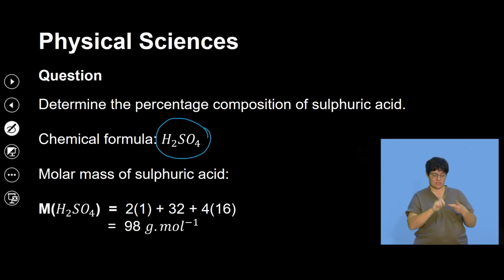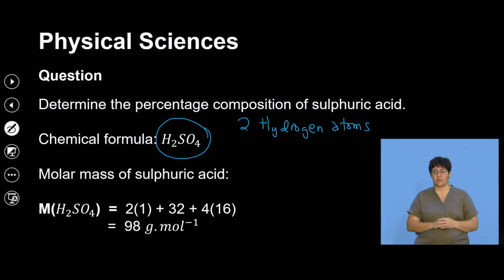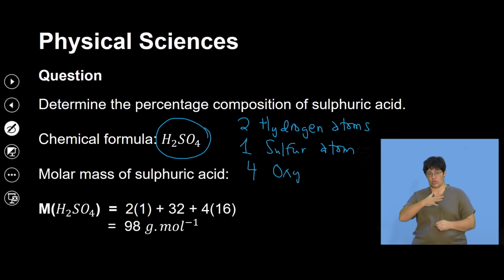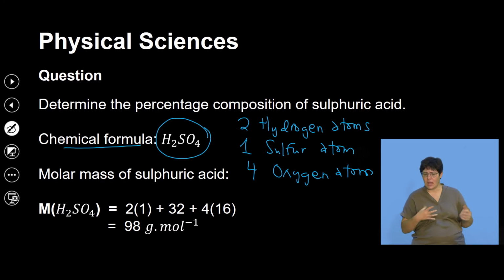Okay, so in this substance of sulfuric acid, we've got 2 hydrogen atoms. What else? We know that there is 1 sulfur atom, and there are 4 oxygen atoms. So this can only be correct provided the chemical formula is also accurate. So the starting point of determining percentage composition actually starts from identifying the correct chemical formula.